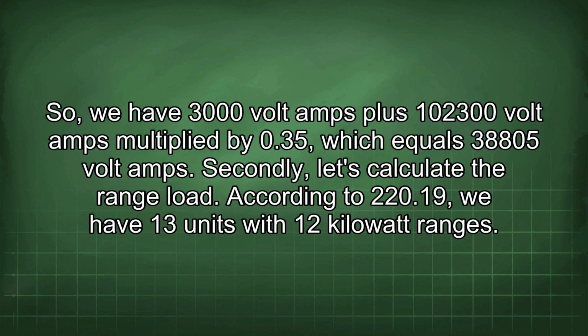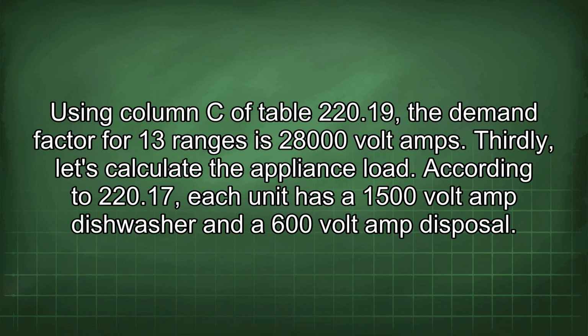Secondly, let's calculate the range load. According to 220.19, we have 13 units with 12 kilowatt ranges. Using column C of table 220.19, the demand factor for 13 ranges is 28,000 volt amps. Thirdly, let's calculate the appliance load. According to 220.17, each unit has a 1500 volt amp dishwasher and a 600 volt amp disposal.